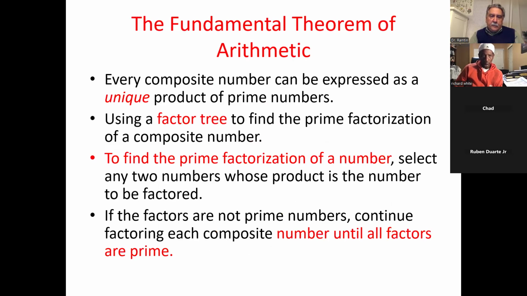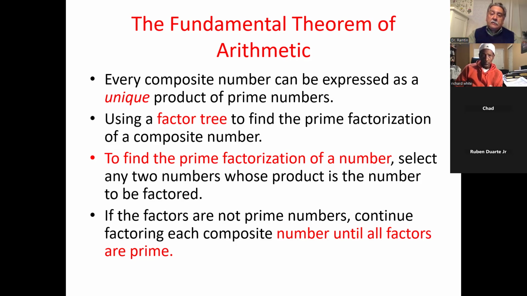Now, I will show you. You may get kind of confused about all these definitions, but once we get to examples and actually doing it, you will see it's very easy. Each composite number can be expressed as a unique product of prime numbers, and that's where we will have the factor tree. We use a factor tree to find the prime factorization of a composite number. To find the prime factorization of a number, we select any two numbers whose product is the number to be factored, and then we keep going on.